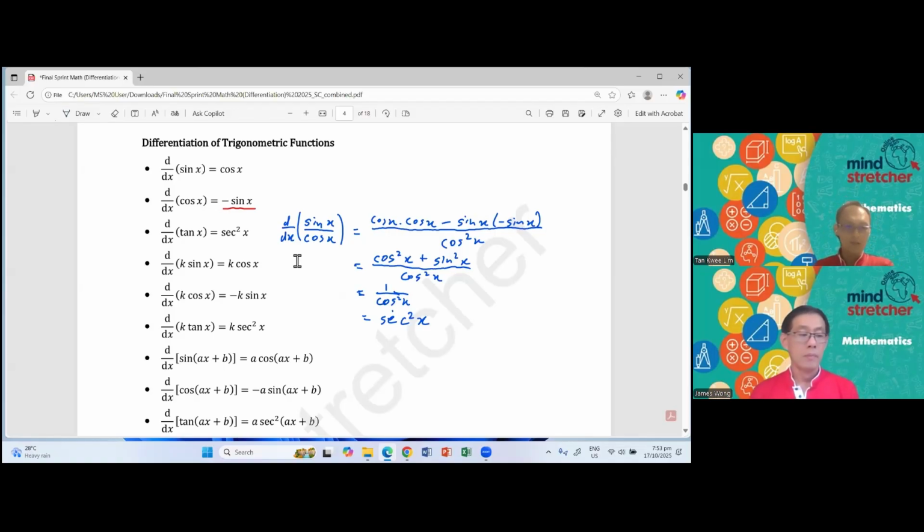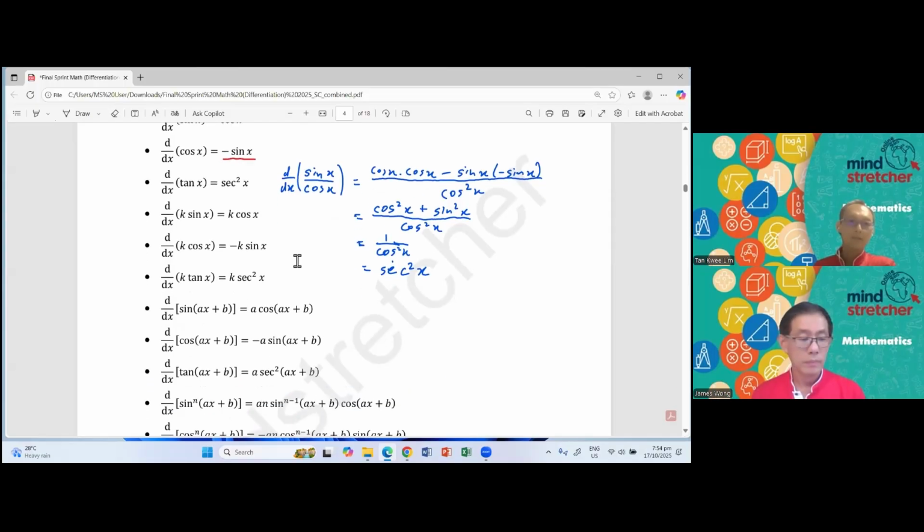We can consider this as a constant. So that means k sine x, then it will just simply be the differentiation of the sine x to be cosine x, and the k is just a multiple of it, right? And then for differentiation of k cosine x, remember, the differentiation of cosine x is negative sine x. So that's why you have negative k sine x. And of course, for the differentiation of k tangent x, that will be k secant square x.